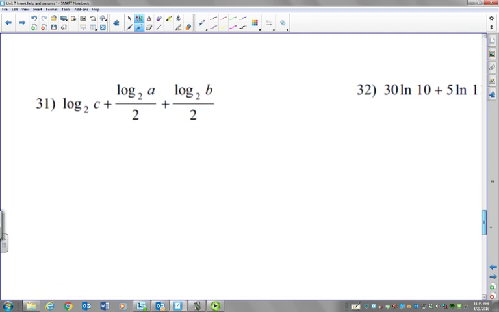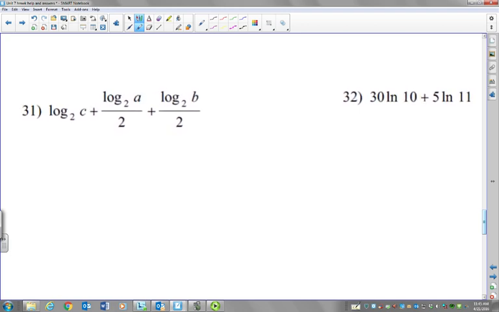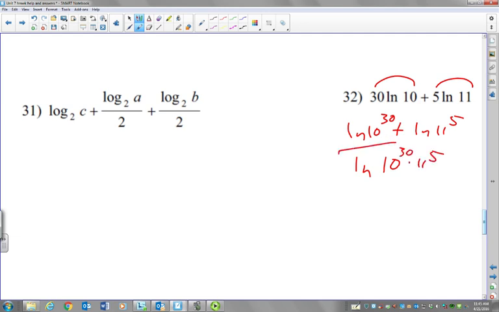I know. Dang it. So the ln, don't forget you guys, the ln is just the same as log. Just treat it the same. So 30s go in the front as an exponent. So we have ln of 10 to the 30 power plus ln of 11 to the 5th power. And then combine those with multiplication. So we have ln of 10 to the 30 times 11 to the 5th. And you could probably just leave that how it is there. Or you can do 10 to the 30 times 11 to the 5th, but I think it's going to be a huge number. Yeah, just leave it like that.